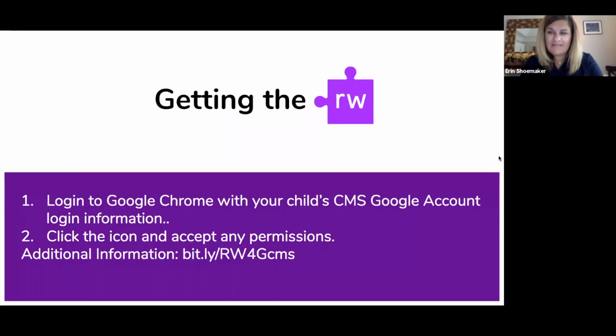So how do you see that? How do you see that little puzzle piece at the top of your screen? Your student just needs to be logged into their Google Chrome account with their CMS Google account information. And then they can click on that little purple puzzle piece, say that five times, at the top of their screen, and they can have access to that resource. Now, if you're having any trouble with access or you can't find it, please get in touch with your school.